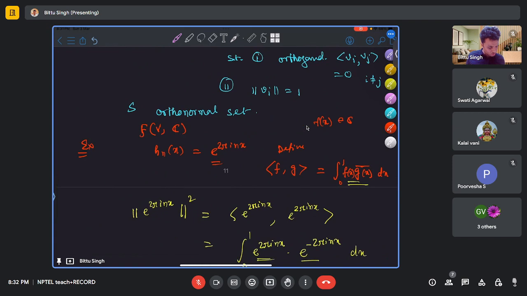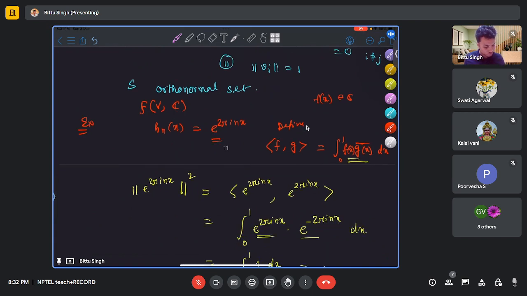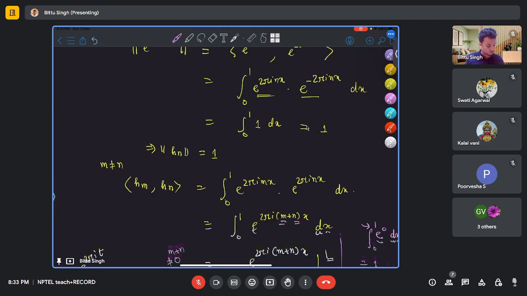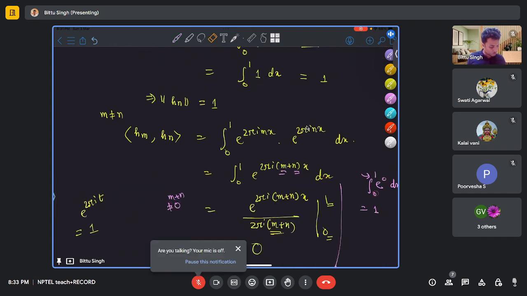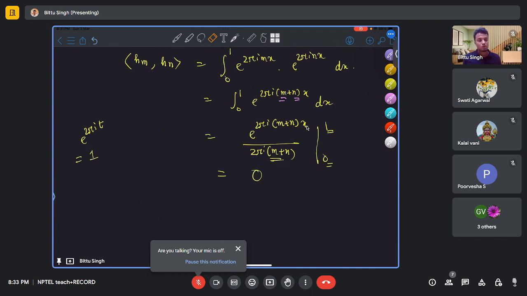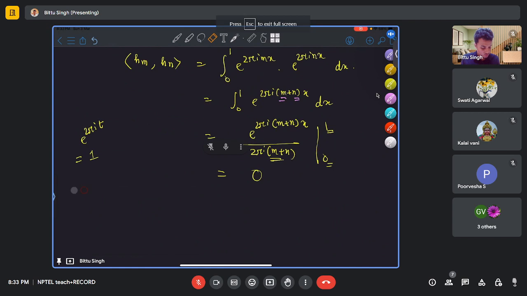Here n should be positive actually, otherwise there will be some problem. n should be positive. Otherwise there will be a problem like this. So n should be positive. So from here we can clearly see that this is an orthonormal set, right?